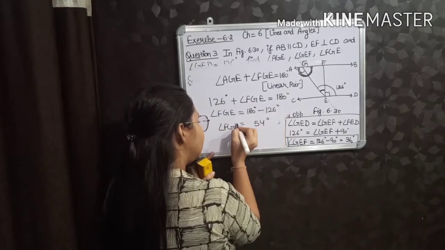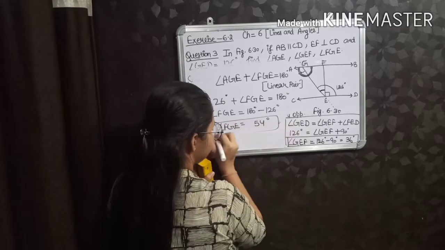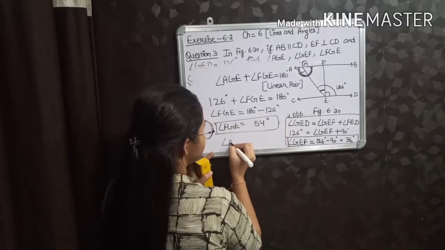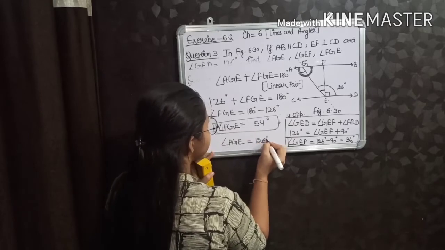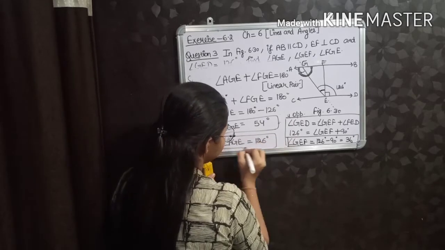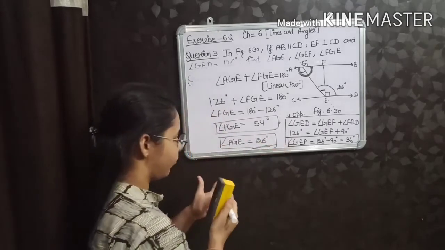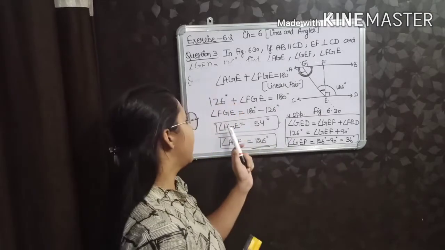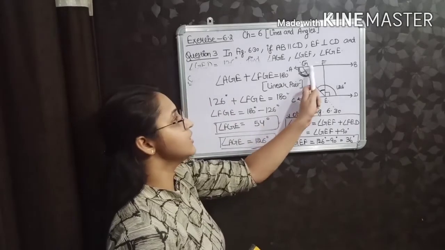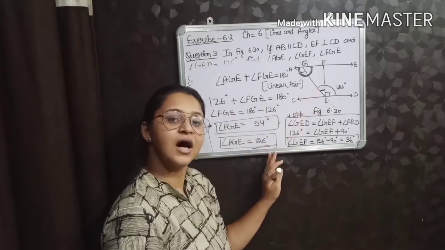So the values are, angle AGE was 126 degree. So the answer is first AGE is 126 degree. GEF, that is 36 degree, and angle FGE, that is 54 degree. This is our solution.